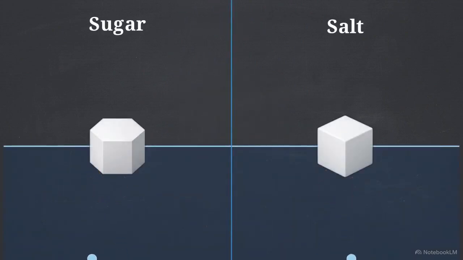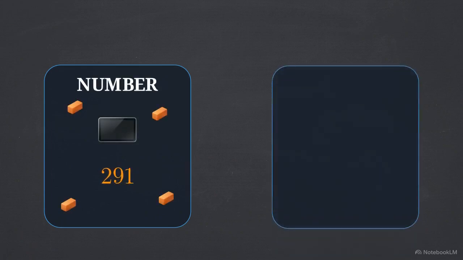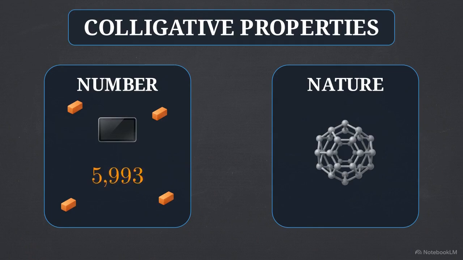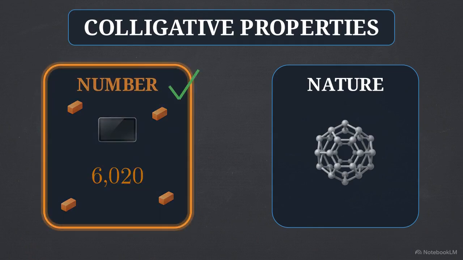To the escaping water molecules, it doesn't matter if the obstacle in their way is a molecule of sugar or a molecule of salt. The physical displacement is the same. Because the effect relies strictly on how many obstacles are present rather than what they are made of, we call these colligative properties. They depend entirely on the number of particles, not their chemical nature.